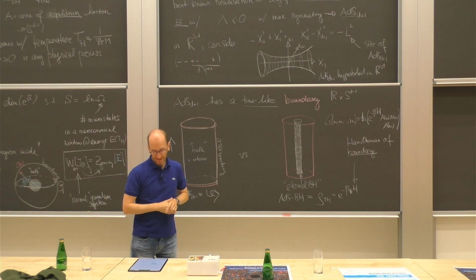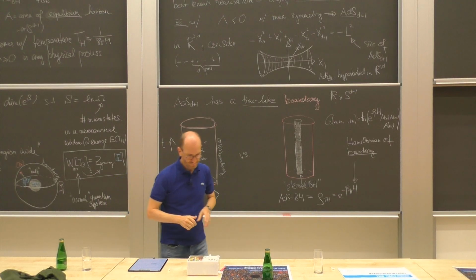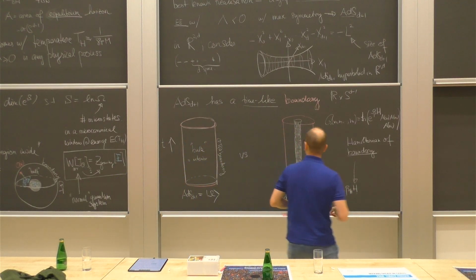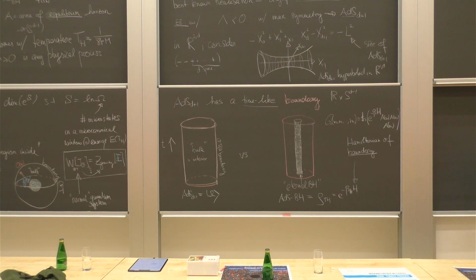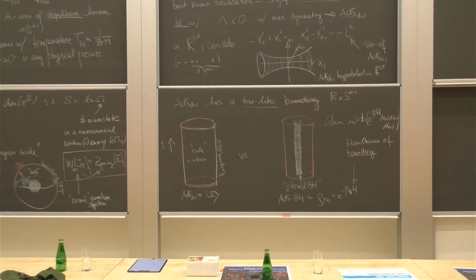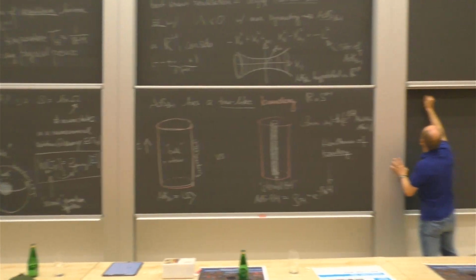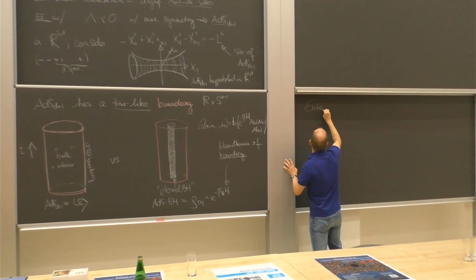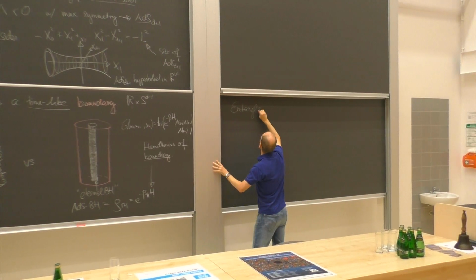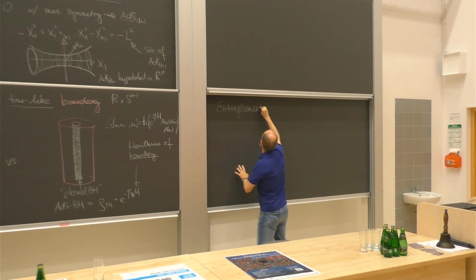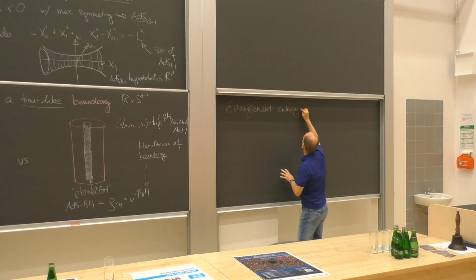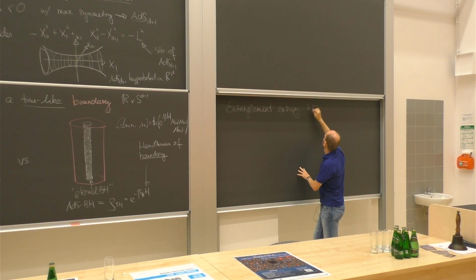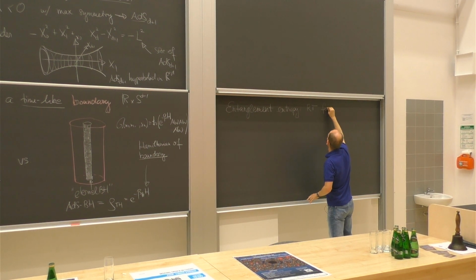Okay, so the last thing I will introduce, also in this sort of whirlwind way, will be really a key realization in this business, which is a formula to calculate entanglement entropy. And this is known as the Ryu-Takayanagi prescription, or Ryu-Takayanagi formula.